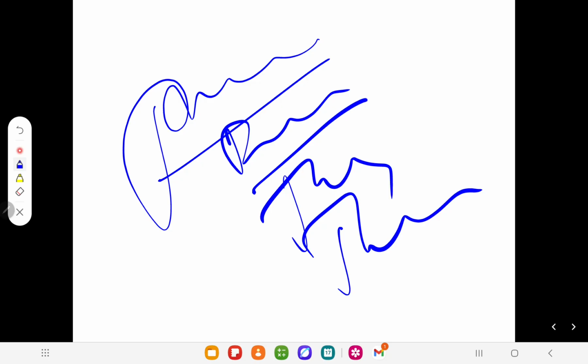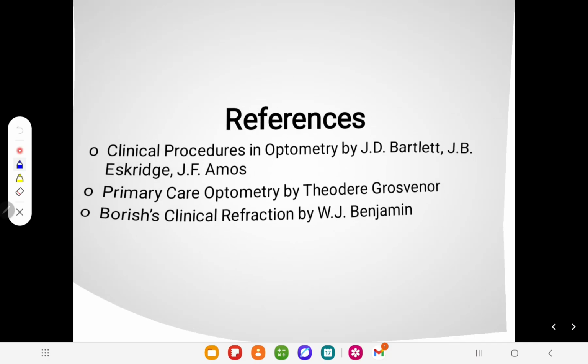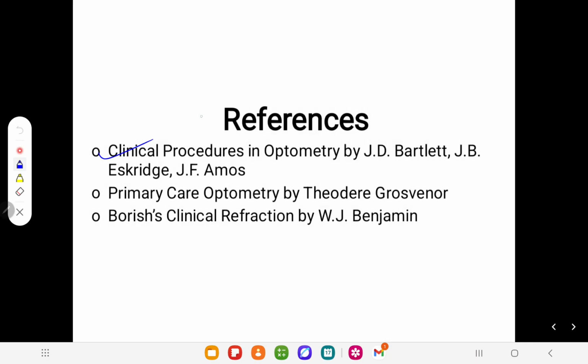So, in the next video, we will definitely discuss the methods of measurement of the add, how we define the add. In reference, I use this material, Clinical Procedures in Optometry by Bartlett, and definitely Boris is my all-time favorite, and the Primary Eye Care optometry book too.